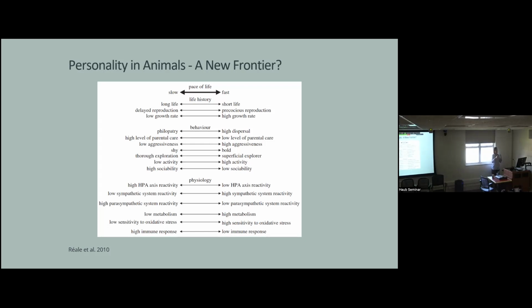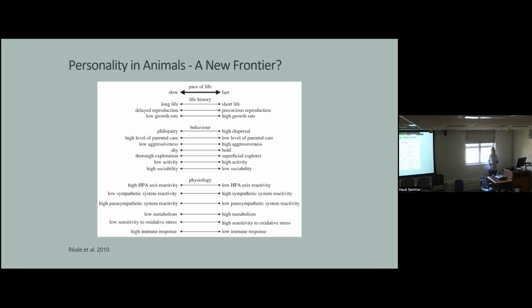And so the pace of life is considered, again, a continuum between a slow and a fast pace of life. Let's focus for now on fast pace of life. In terms of behavior, we expect that an individual that has a fast pace of life will have a high dispersal, will be more aggressive and less social to conspecifics, will be very active, will be a fast and superficial explorer, and will be in general a bold animal.